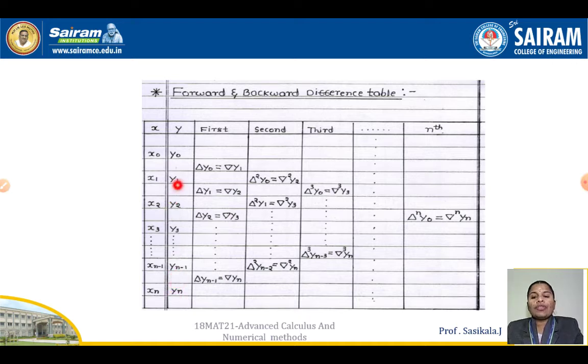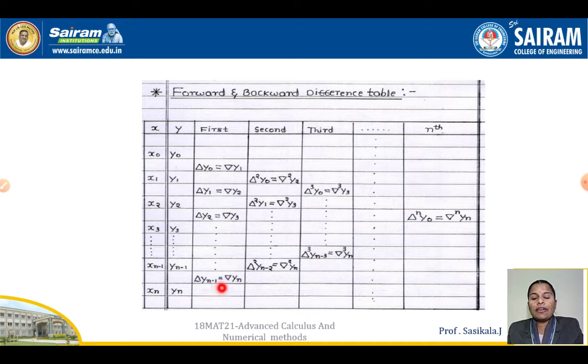yn. So how do you find the first difference? The first difference is nothing but the difference of the y values, taken as the second value minus the first value. So del y0 is equal to y1 minus y0. The next one, y2 minus y1, gives del y1, and y3 minus y2 gives del y2.